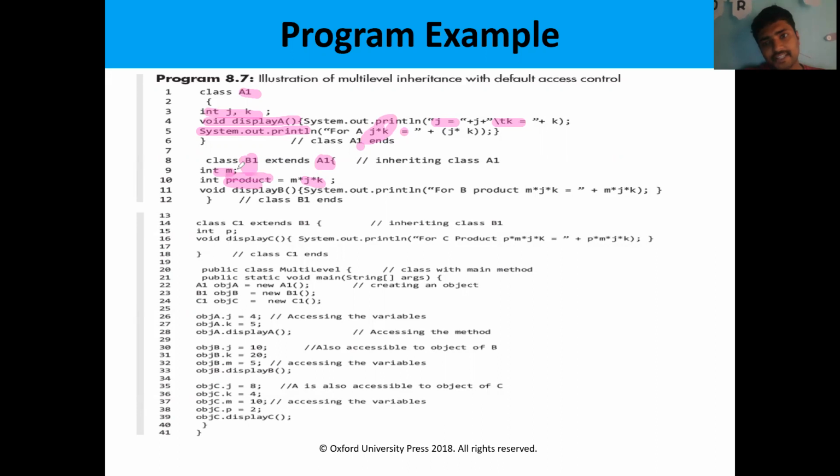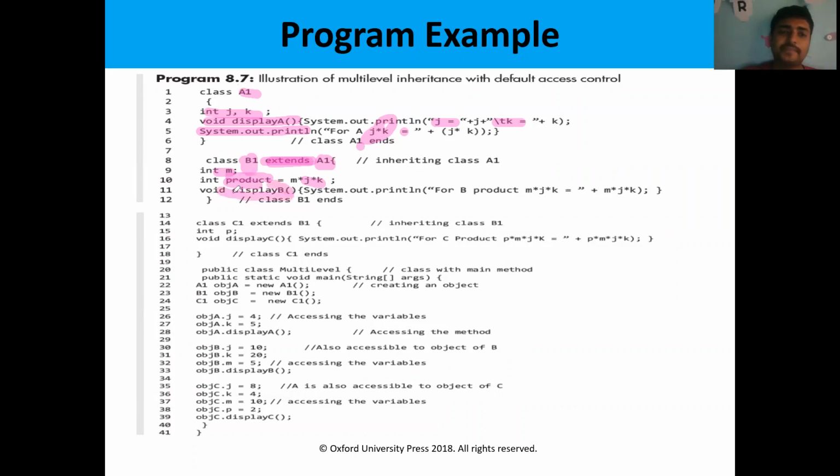Here we don't declare the J and K values. Here we are going to inherit the properties. We are going to extend the properties of A1. That means A1 has J and K values, and we are reusing the J and K values here. Here we have declared only the M value. J and K values are in the superclass. So the variables are inherited from the superclass.